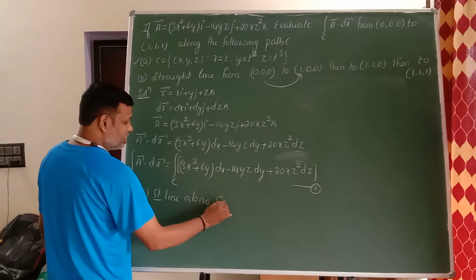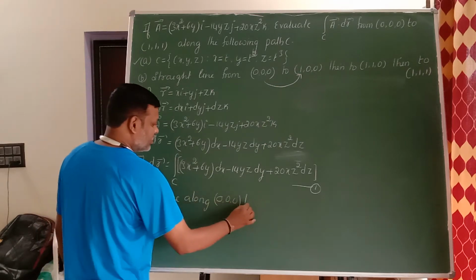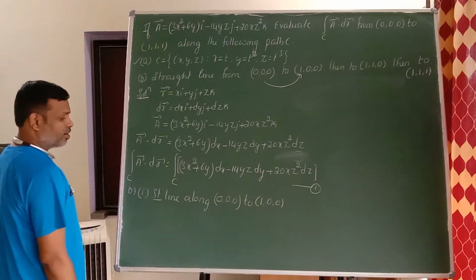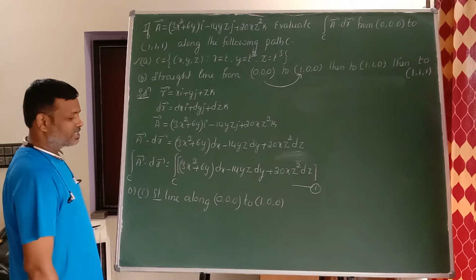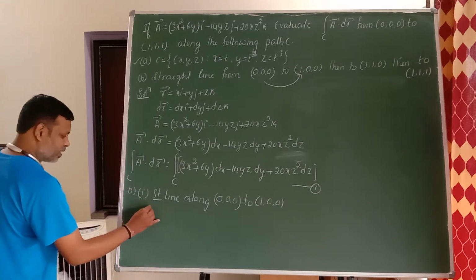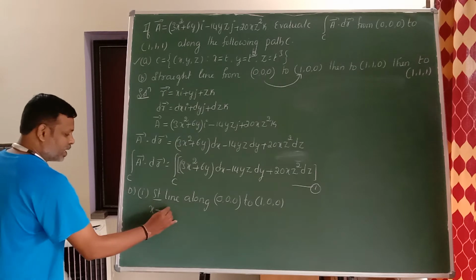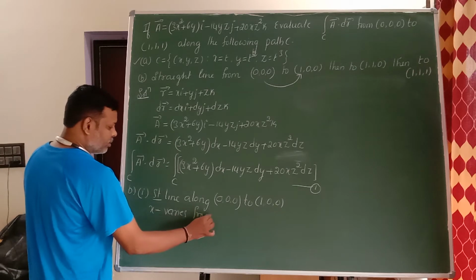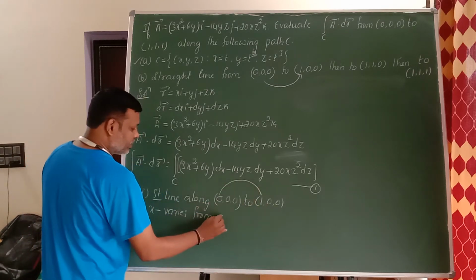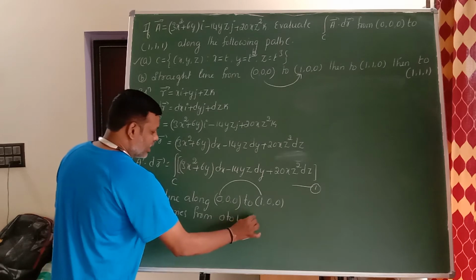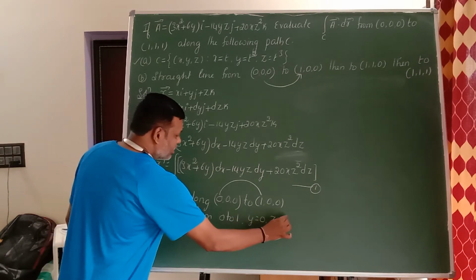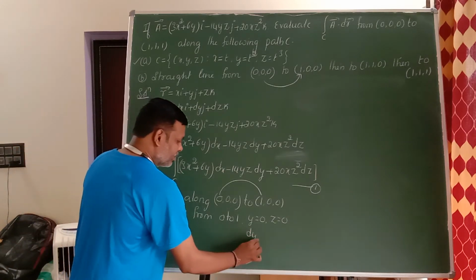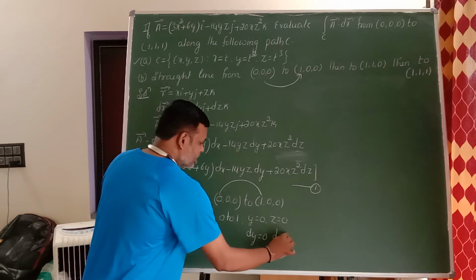That is origin 0, 0, 0 to 1, 0, 0. So a straight line along 0, 0, 0 to 1, 0, 0. Let us consider the x-axis. x varies from 0 to 1, where y is equal to 0, z is equal to 0. Am I right? y is equal to 0, z is equal to 0. Then what happens here? Here dy is equal to 0, dz is equal to 0.